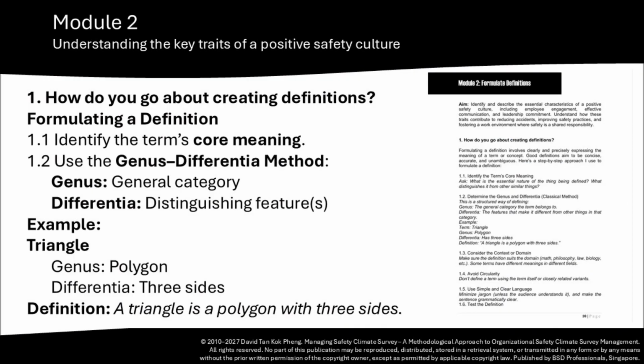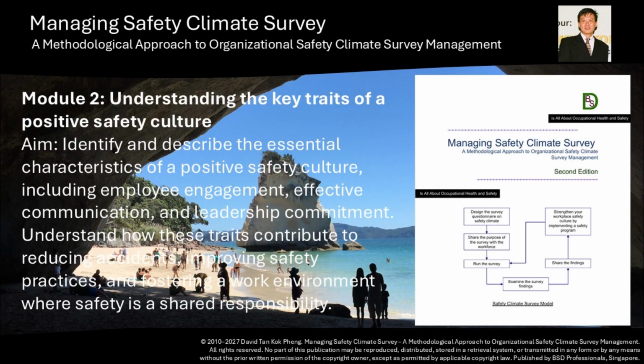Let's continue with Module 2, Understanding the Key Traits of a Positive Safety Culture. In this module, we will identify and describe the essential characteristics of a positive safety culture, including employee engagement, effective communication, and leadership commitment. We will also understand how these traits contribute to reducing accidents, improving safety practices, and fostering a work environment where safety is a shared responsibility. Let's begin with the first topic.